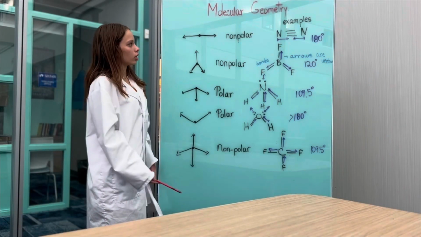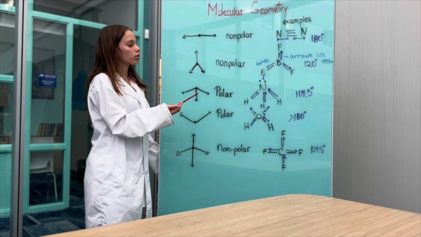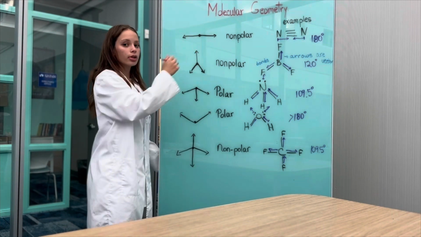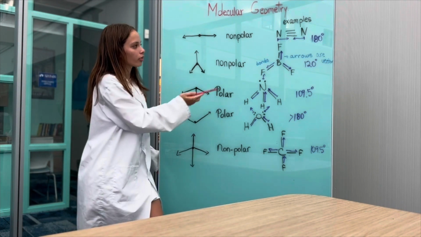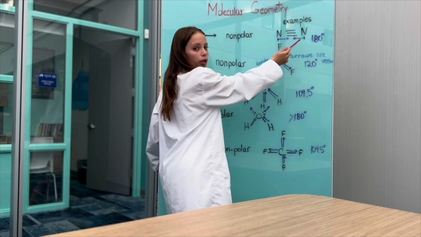Now that we already have the knowledge about molecular geometry, we're going to see some examples of how molecular geometry is related with polarity. Here we have 5 different examples. In the first one, we have a nitrogen that has a triple bond with another nitrogen.